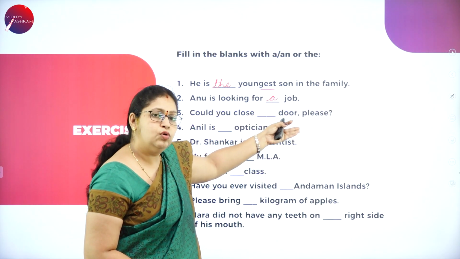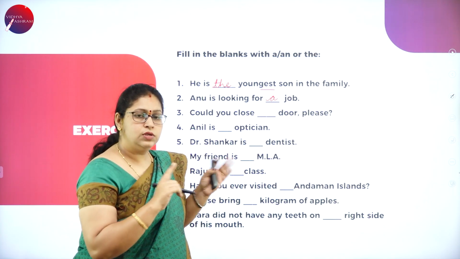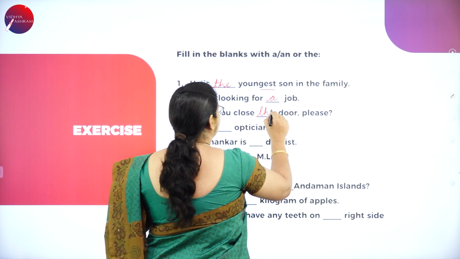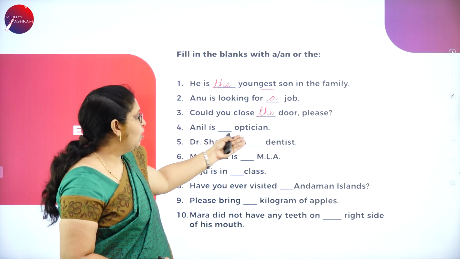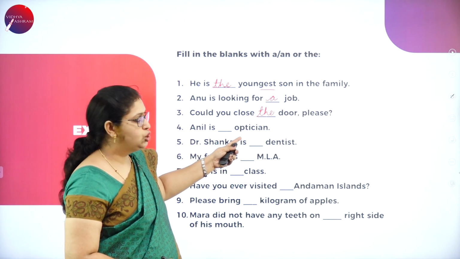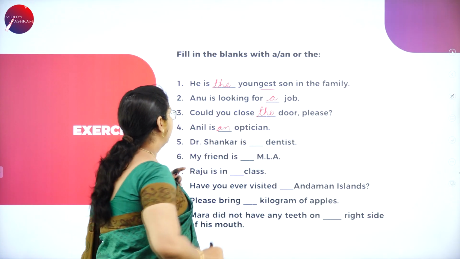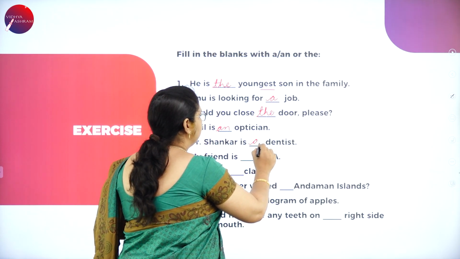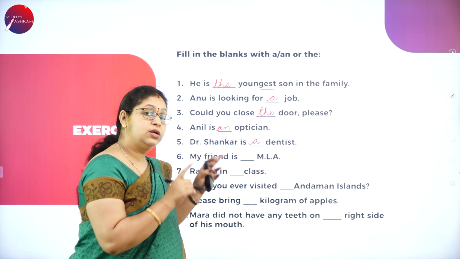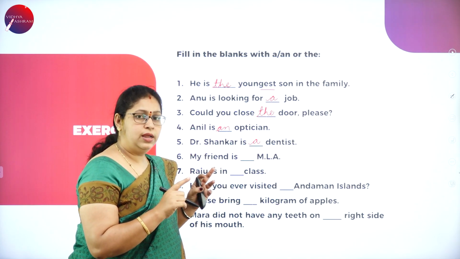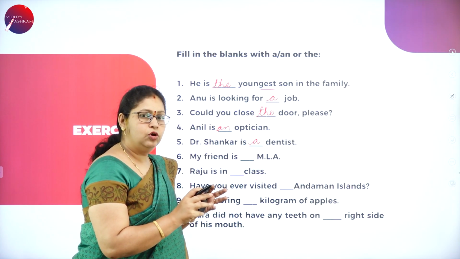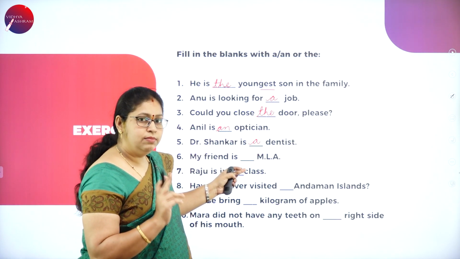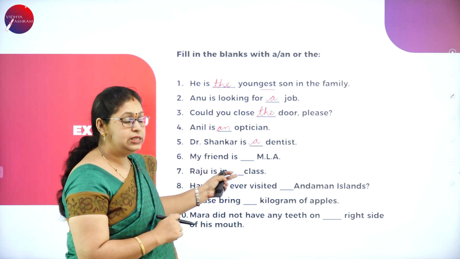Could you close the door, please? We are very particular. Only one door. Windows will be more in a room. Door, one. So, could you close the door, please? Anil is an optician. Here the vowel sound is there, so we use an optician. Dr. Shankar is dash dentist. Dr. Shankar is a dentist. He is one, okay, among all, Dr. Shankar is one. As I told, when we are telling about any or every in the group, that time we use the indefinite article a. My friend is, carefully look at the board, my friend is an MLA.